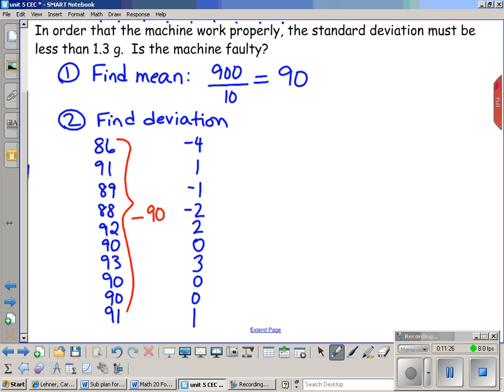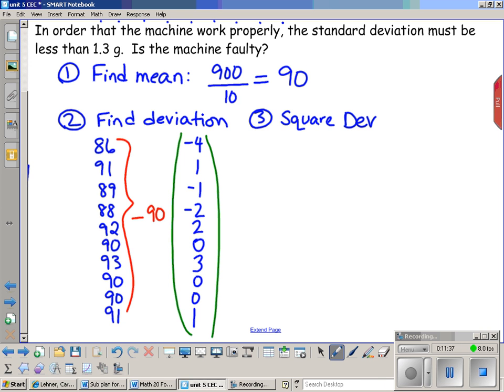So then the third thing we want to do is square the deviation. So we want to take each of these values and we want to square them. So we're going to end up with 16, 1, 1, 4, 4, 0, 9, 0, 0, 1. Fourth thing we do is find the mean of the squares.